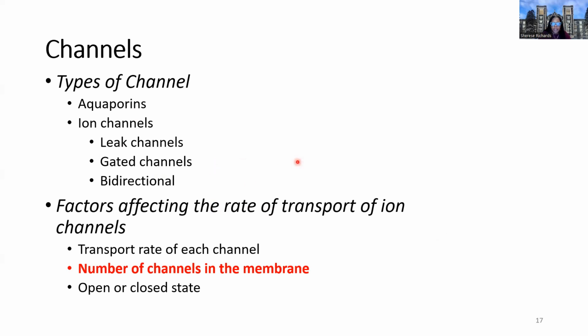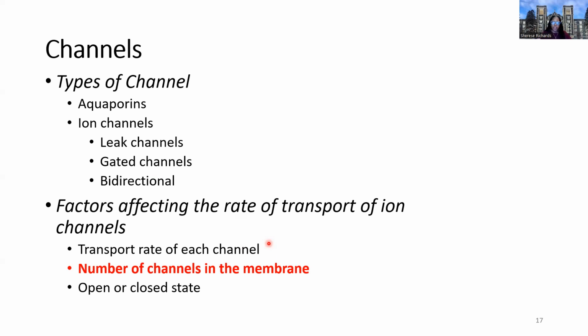Now, the factors that affect the rate of transport of ions through different channels would be the rate of each channel individually, the number of channels in the membrane, and the state of the channel. So again, we can have a concentration gradient for sodium. Let's say we have a lot of sodium on the extracellular side of the membrane and a small amount of sodium on the intracellular side.